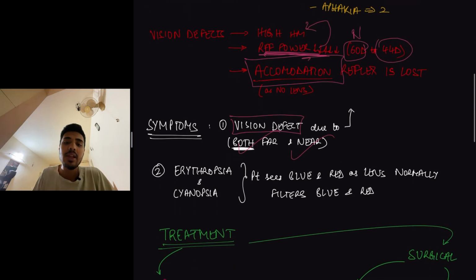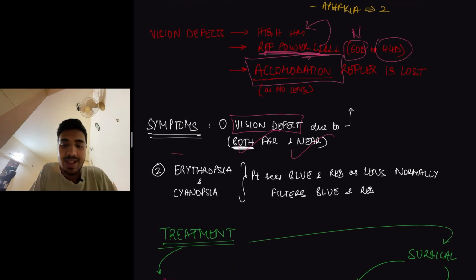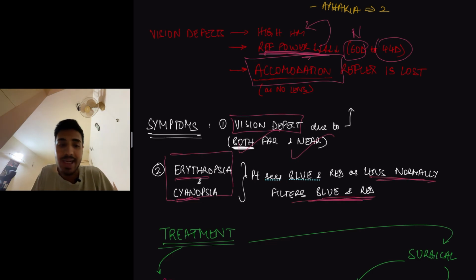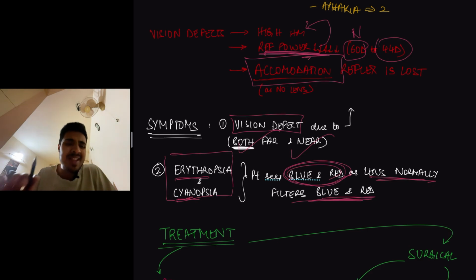Apart from that, another thing you need to remember is erythropsia and cyanopsia. Erythro means red, cyanopsia usually means blue. So erythropsia, now see, remember our lens normally filters a lot of the blue and red light. The blue and red light that comes, it gets filtered. But now the patient has no lens. So patient sees more of blue and red. This is known as erythropsia and cyanopsia. So these are the main symptoms.